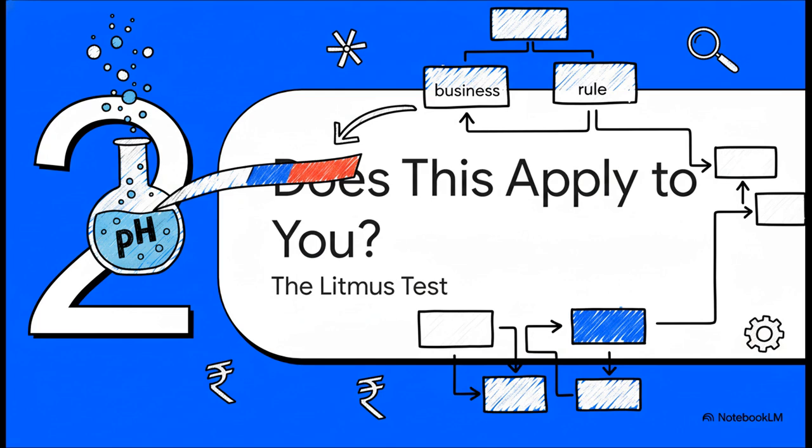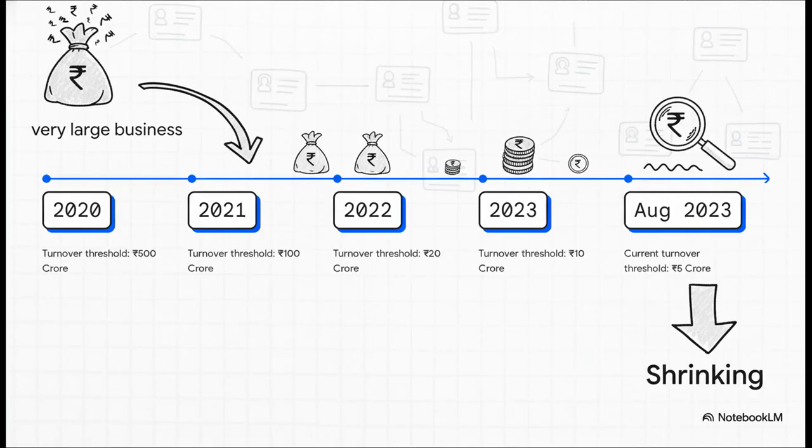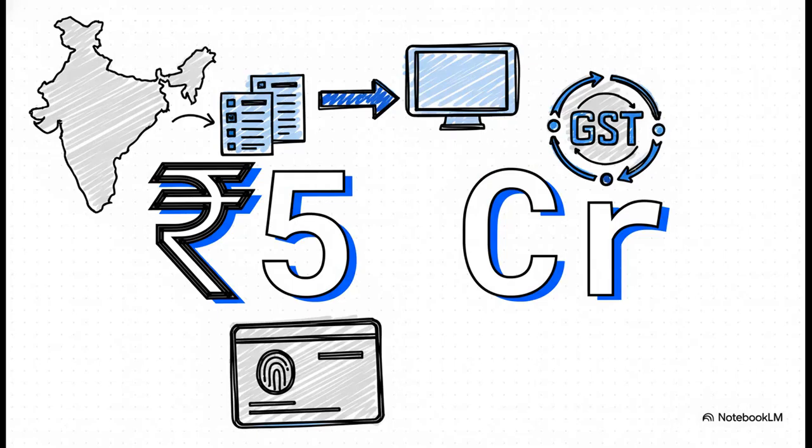Okay, so that brings up the million-dollar question. Who actually needs to do this? Let's run a quick test and see if your business fits the bill. The government has been rolling this out in stages, and you can see the trend pretty clearly. It started back in 2020 with the absolute giants, companies with a 500 crore turnover. But look at how that number has dropped year after year. The net keeps getting wider and wider, pulling in more and more businesses.